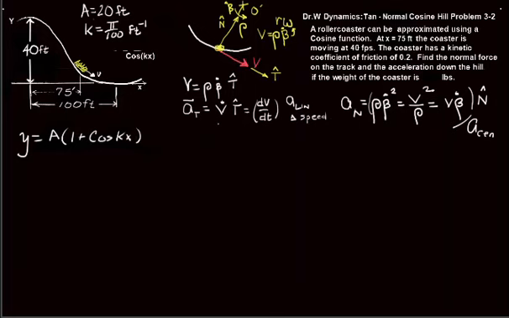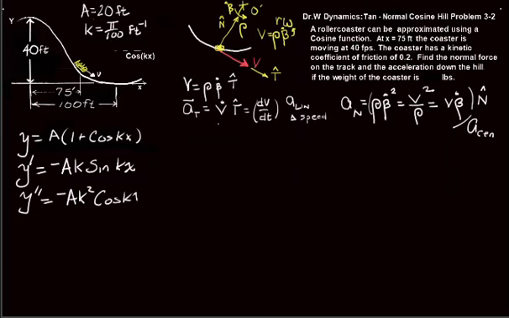Now to work in the tangent normal frame, let's find the derivative of y. The derivative of A would be 0 times 1. So we end up with negative A k sine of kx for the first derivative, and the second derivative is negative A k squared cosine of kx.